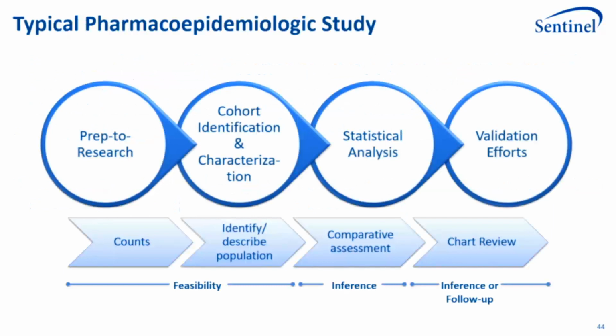Here's what happened in a typical pharmacoepidemiologic study. Researchers or investigators often go through the steps of practical research: cohort identification and characterization, statistical analysis, including confounding control, and also follow-up with additional validation efforts.